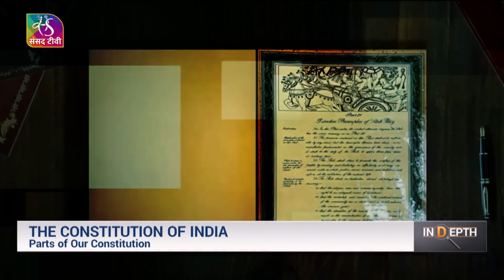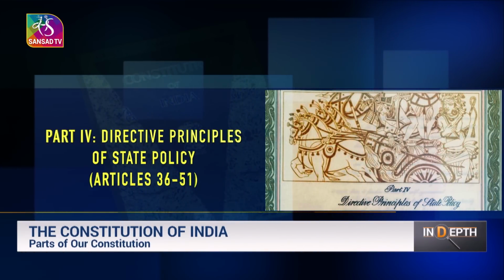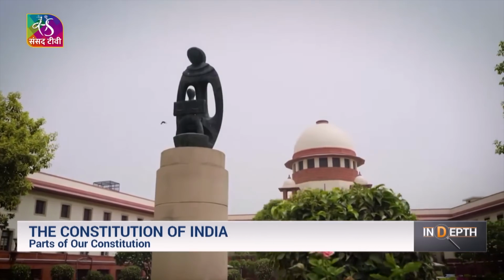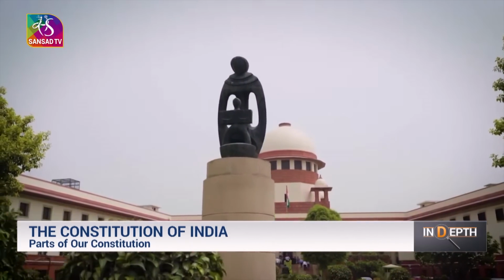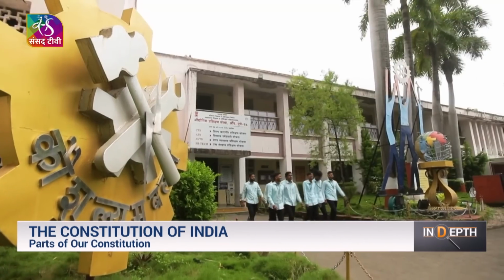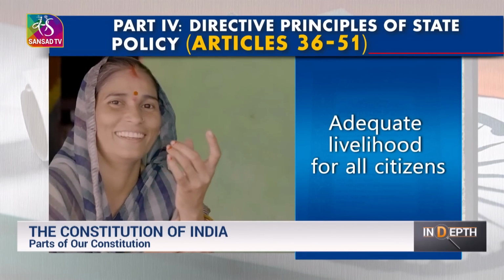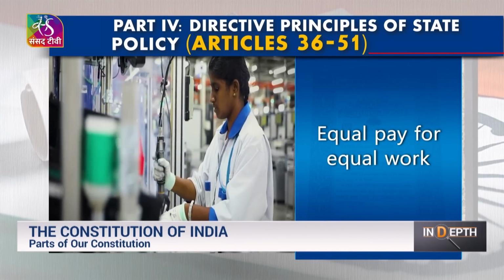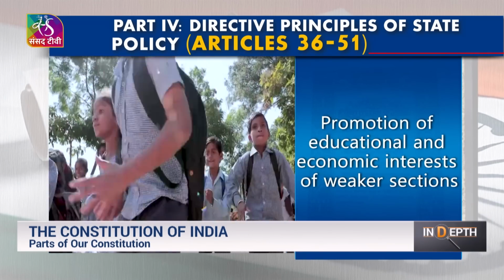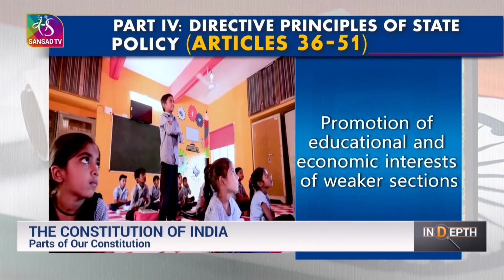Part 4. Directive Principles of State Policy, Articles 36 to 51. These principles guide the state in the creation of laws, policies, and legislation. While they are not enforceable by the courts, they serve as a guide for the government to establish social and economic justice. These principles call for the state to work towards securing adequate livelihood for all citizens, equal pay for equal work, prevention of economic inequalities, and promotion of educational and economic interests of weaker sections, including the scheduled castes, scheduled tribes, and backward classes.